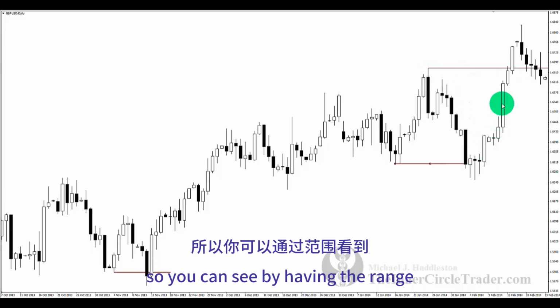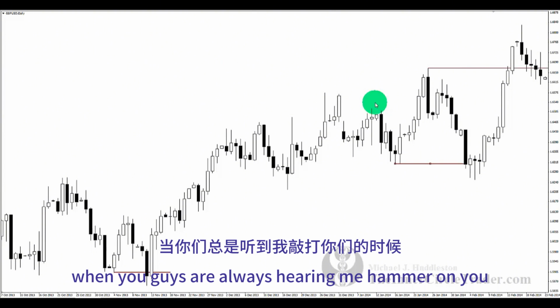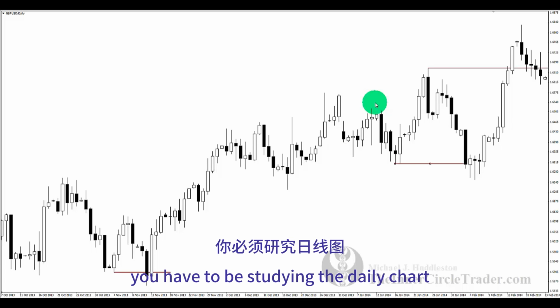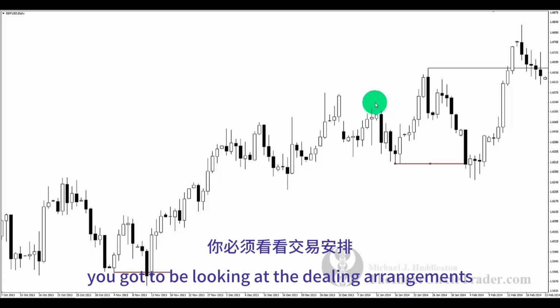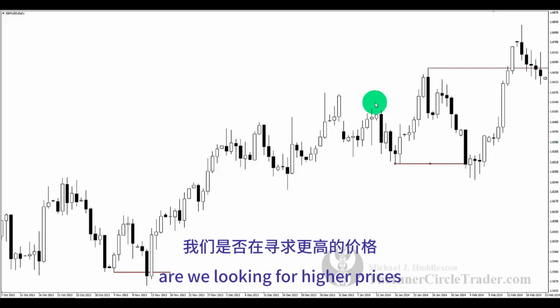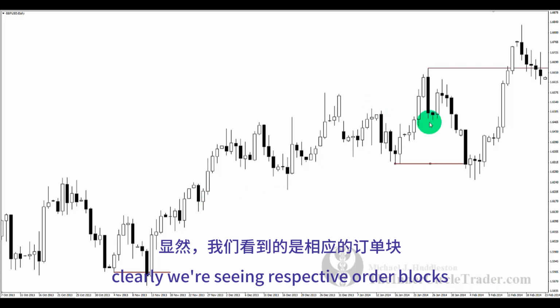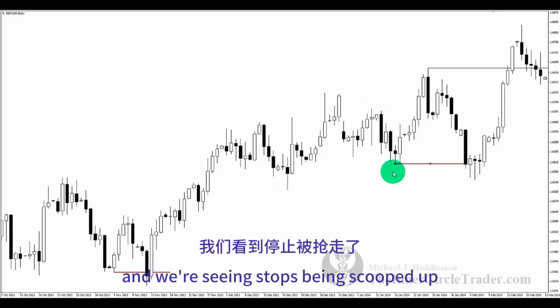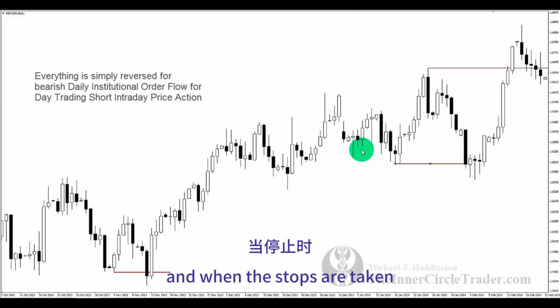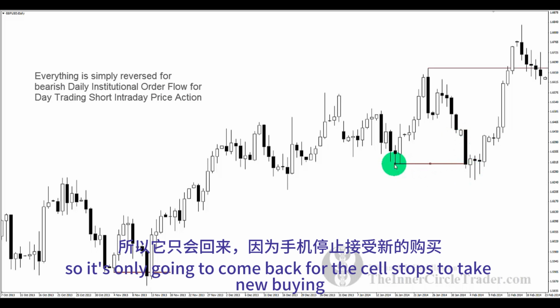Okay, so you can see by having the ranges defined on your daily chart and studying. This is what I'm talking about when you guys are always hearing me hammer on you. You have to be studying the daily chart. You got to be looking at the dealing ranges. You got to look at where you're at in deference to institutional order flow. Are we looking for higher prices? Are we respecting bullish order blocks? Clearly, we're seeing respective order blocks, and we're seeing stops being scooped up. And when the stops are taken, it wants to rally higher. So it's only going to come back for the sell stops to take new buying on.